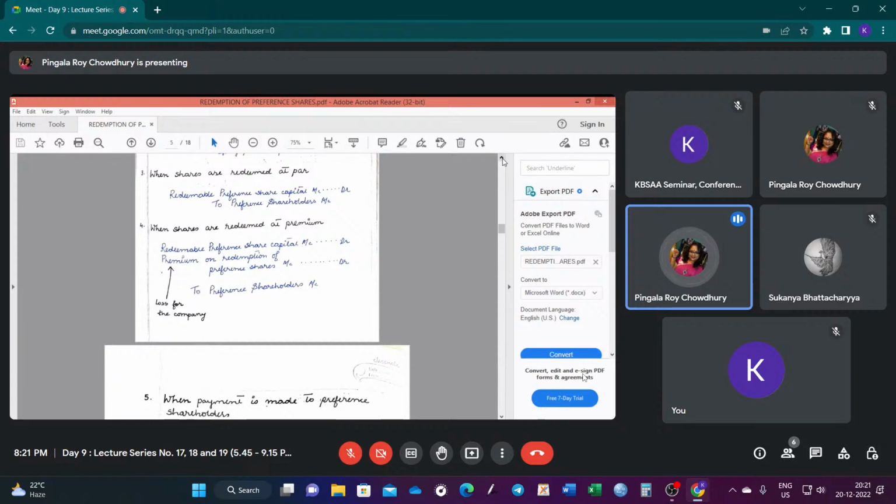Now, if the shares are redeemed at premium, as I said, if a company is redeeming at premium, I need to remember that it is buying a share at premium. Now, when I am buying something at premium, that means I'm buying something at an amount which is costlier than the face value. That means I am paying extra to my shareholder. As soon as it is coming to payment of extra amount on redemption, it implies a loss for the company.